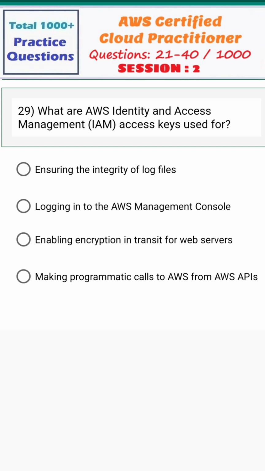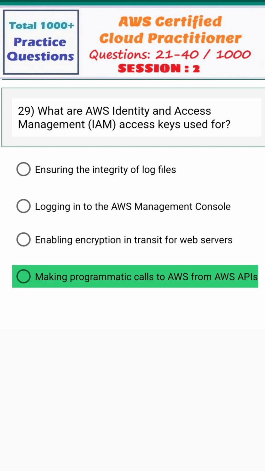Question 29. What are AWS Identity and Access Management (IAM) access keys used for? First option, ensuring the integrity of log files. Second option, logging into the AWS Management Console. Third option, enabling encryption in transit for web servers. Fourth option, making programmatic calls to AWS from AWS APIs. Guess the answer. The correct answer is fourth option, making programmatic calls to AWS from AWS APIs.